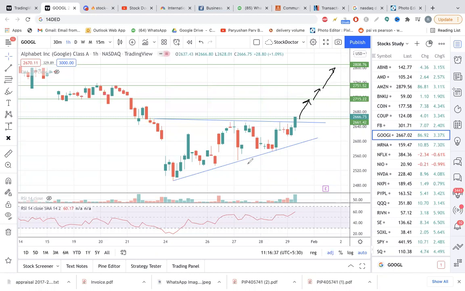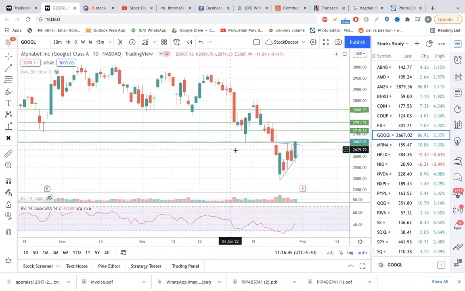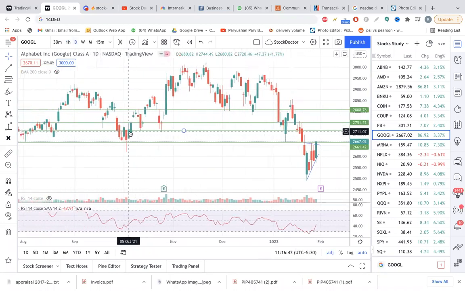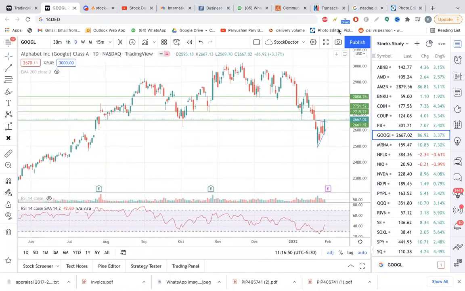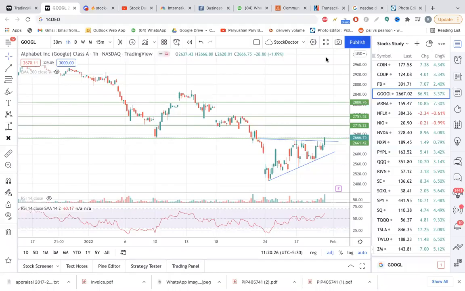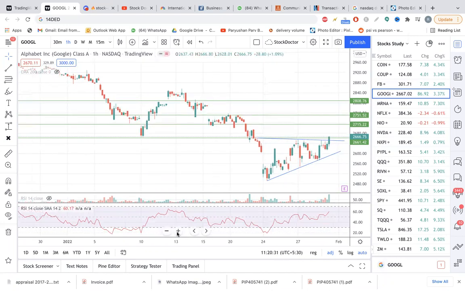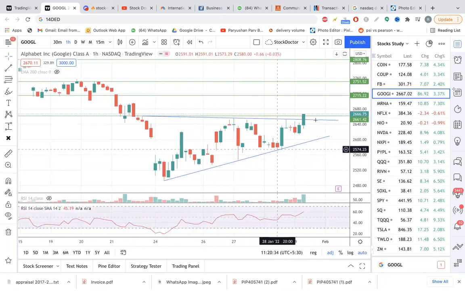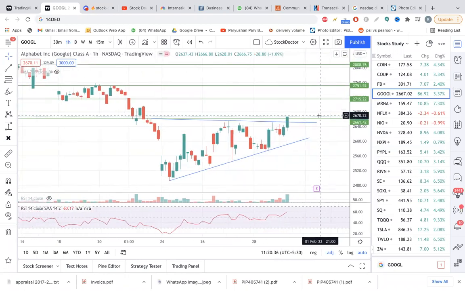And the stop loss for Google should be below, let us see, just a moment. Yes, so for Google, you can see here on the hourly time frame, it has given a breakout, and the targets, as I mentioned here, are 2715, 2750, and 2810. The stop loss can be placed somewhere near 2550.